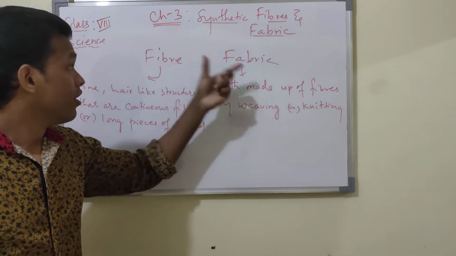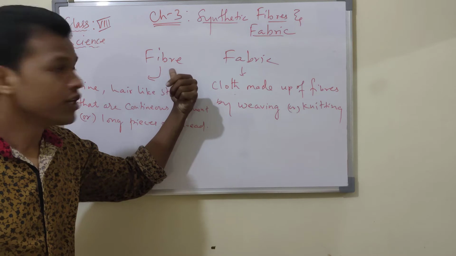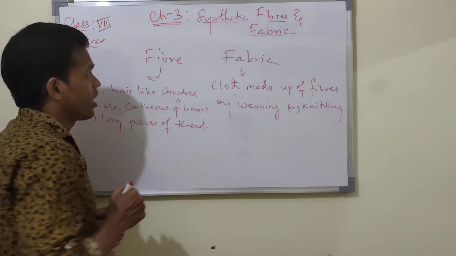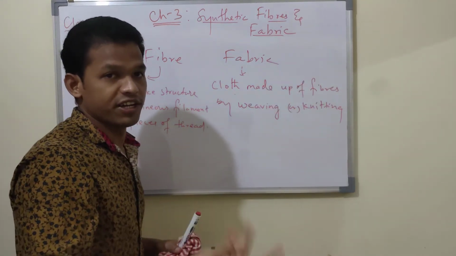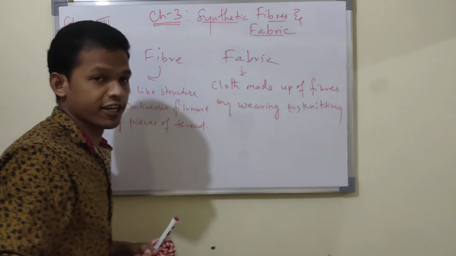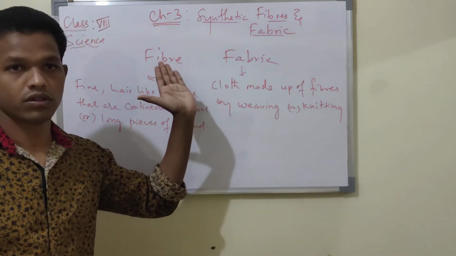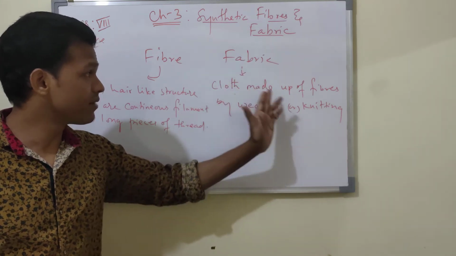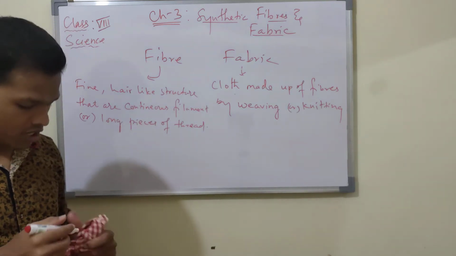Fabric is made from fiber. From fiber, fabric is made: different cloths, like a bed sheet, a woolen muffler, or a carpet. These are all different types of fabric made from fiber. Fabric is made by weaving and knitting the fibers.